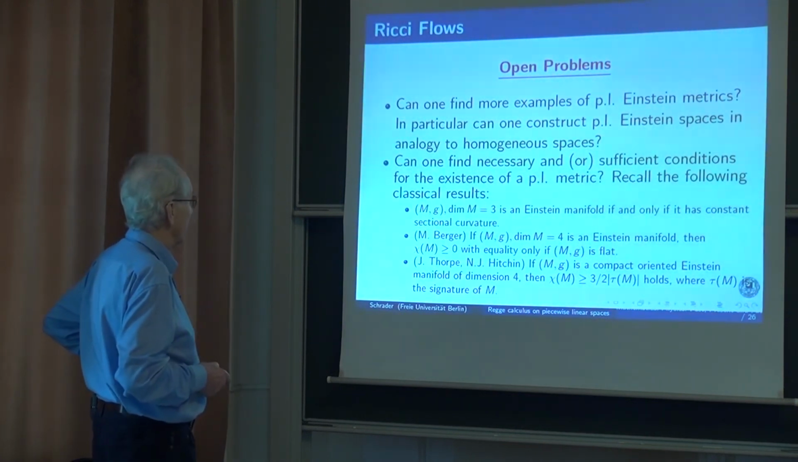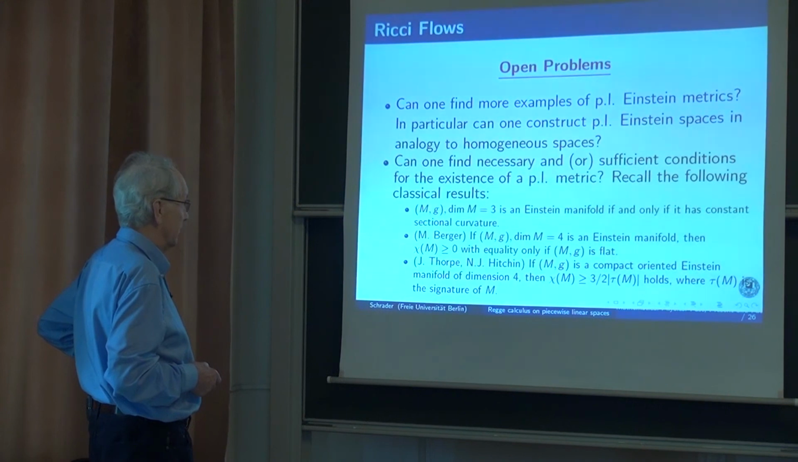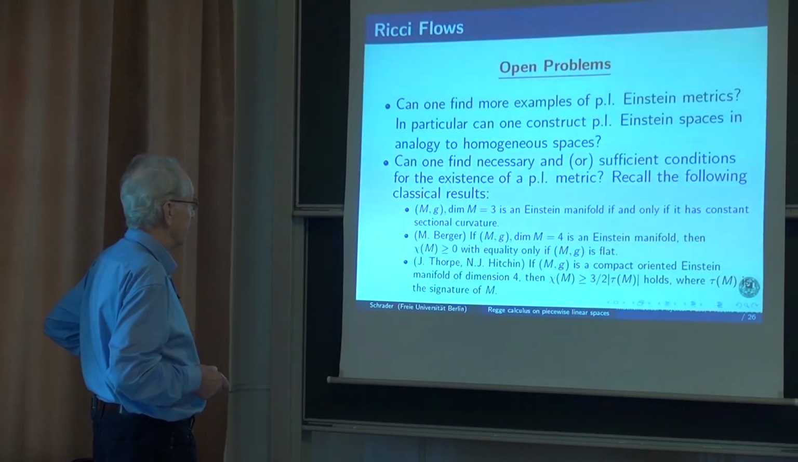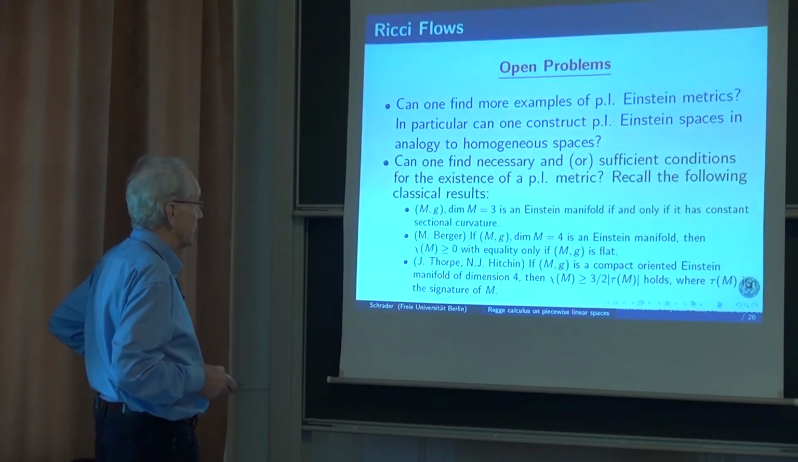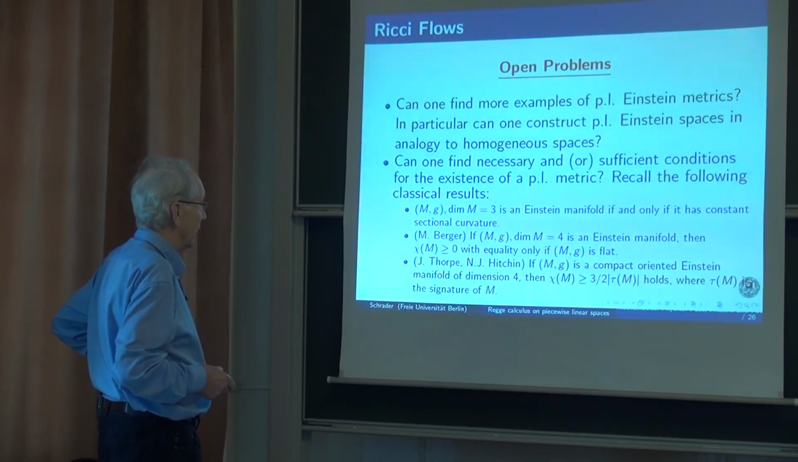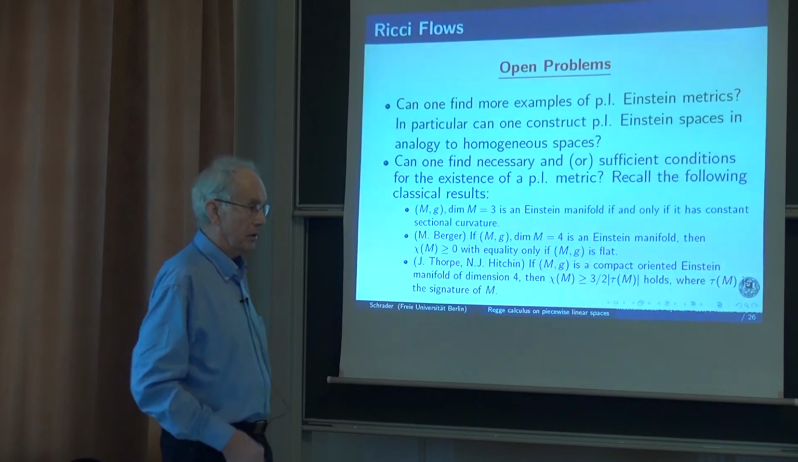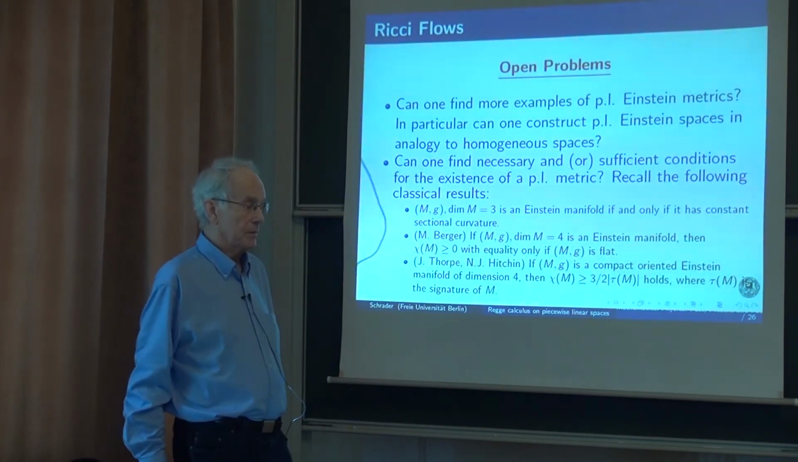Then there's a result by Berger in dimension 4. If it's an Einstein manifold, then the Euler characteristic is bigger or equal to 0, and it's 0 if and only if it's flat. And Thorpe and Hitchin proved if M, g is a compact oriented Einstein manifold of dimension 4, then the Euler characteristic is bigger than 3/2 times the absolute value of the signature of M. So these are some of the open problems.